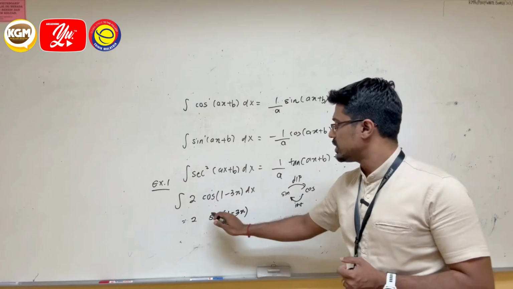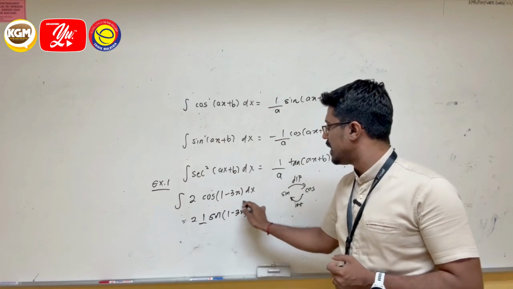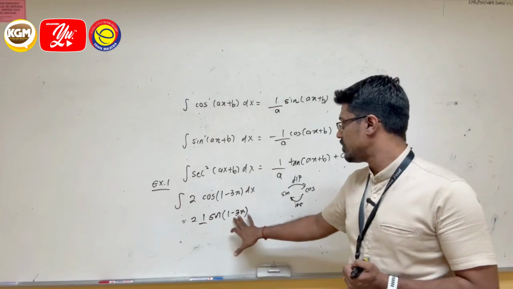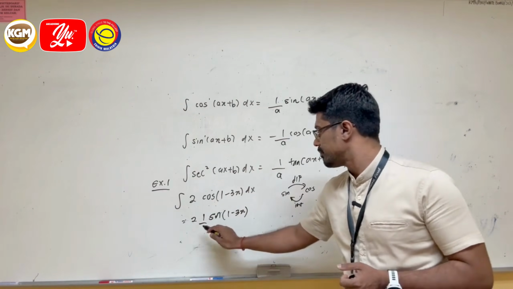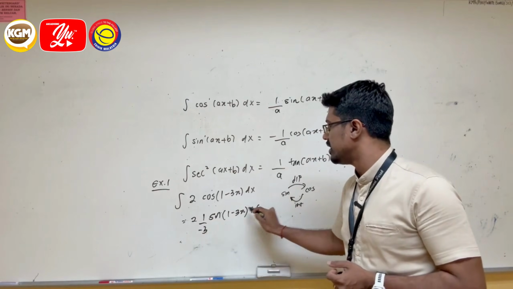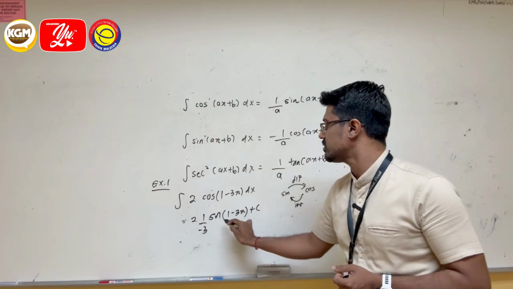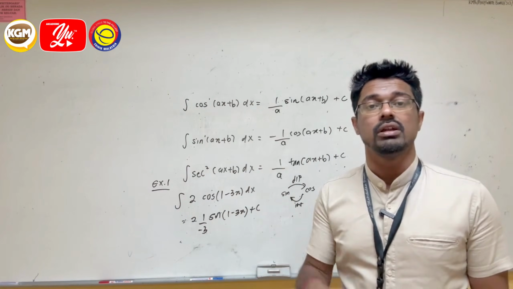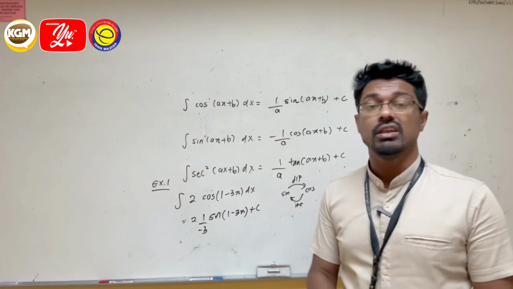Then in front of it you know you have to do 1 over what? Differentiate this. Differentiate 1 you're going to get 0. Differentiate negative 3x, you're going to get negative 3. And then I just tidied up, negative 2 over 3, sine of this guy. So basically, to deal with this kind of question is all you need, the skill.